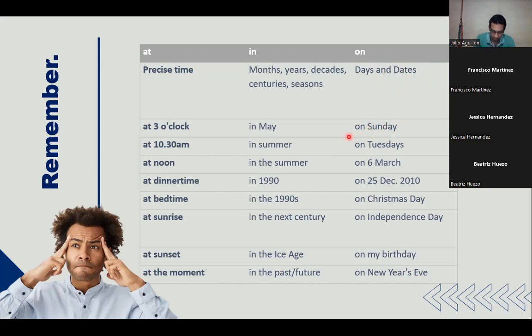For example, si quiero decir el domingo, yo voy a decir on Sunday. El martes o los martes, on Tuesdays. El 6 de marzo, on 6th March. 25 de diciembre, on 25th December 2010. Cuando me refiero a la Navidad, on Christmas Day. Or el que vamos a tener mañana, on Independence Day. Okay. On my birthday, en mi cumpleaños, on New Year's Eve, en Año Nuevo.